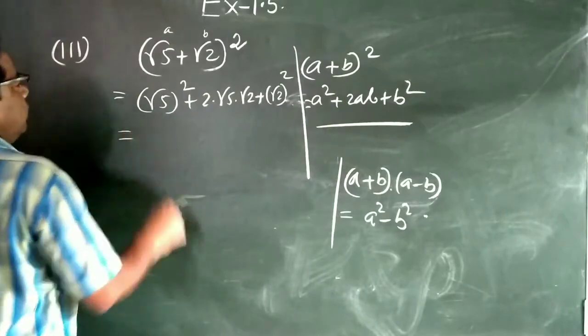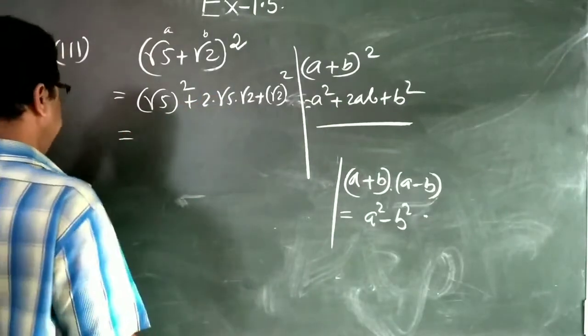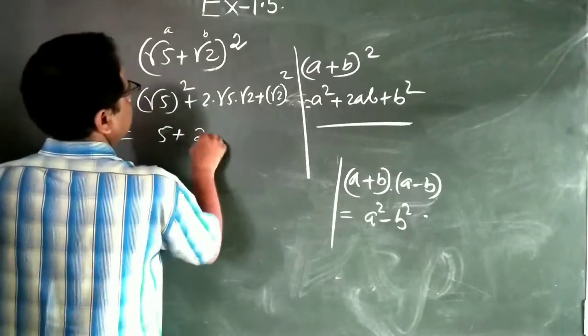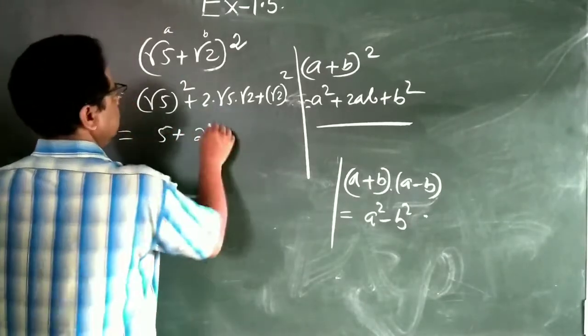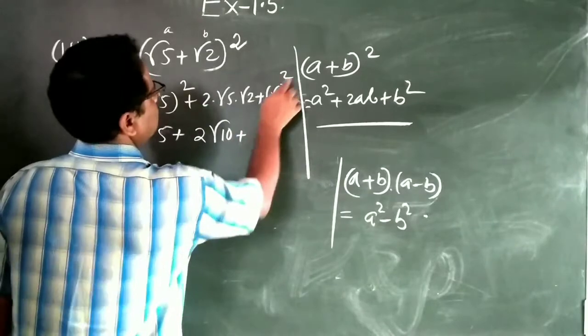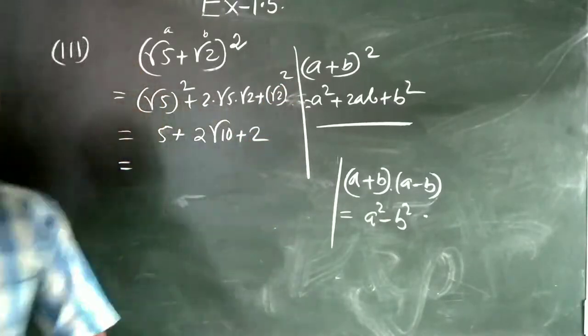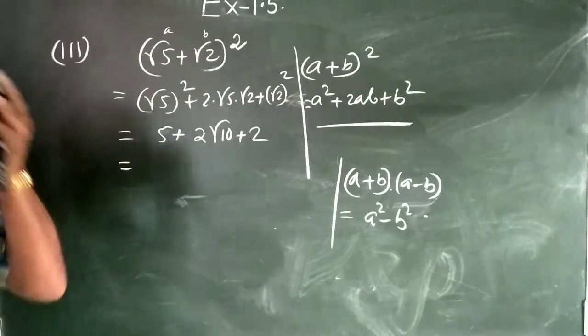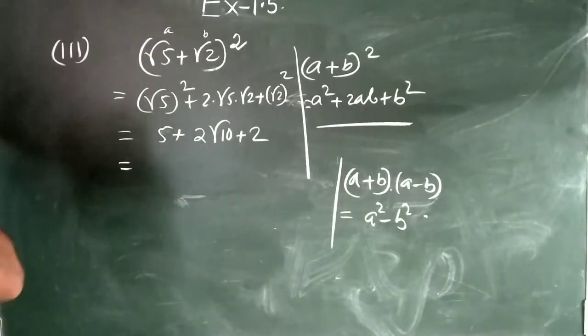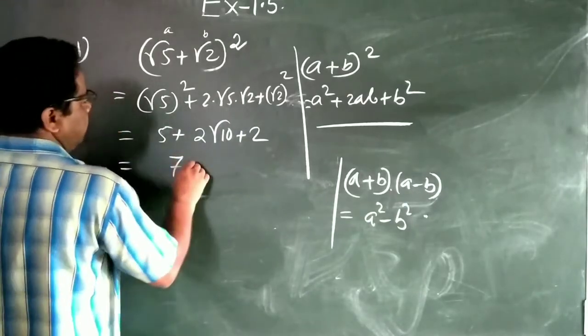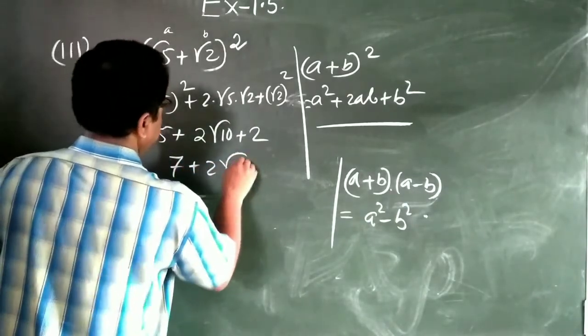Then root 5 whole square is 5, plus 2 root 5 into root 2, which is 2 root 10, plus root 2 whole square, which is 2. Then 5 plus 2, which are rational numbers, can be added. Then 5 plus 2 is 7, plus 2 root 10.